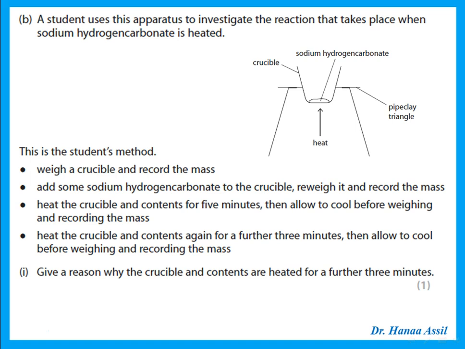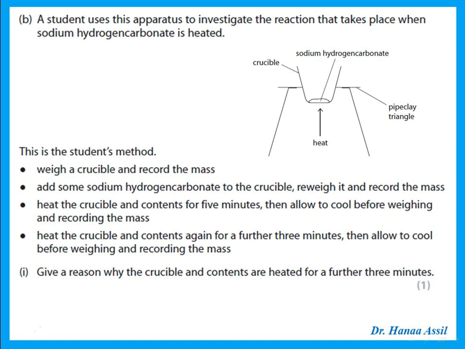A student uses this apparatus to investigate the reaction that takes place when sodium hydrogen carbonate is heated. So he has the sodium hydrogen carbonate in a crucible and he's heating it. This is the student's method. Weigh a crucible, record the mass. Add some sodium hydrogen carbonate to the crucible and reweigh. So he weighed the crucible alone and then the crucible with the sodium hydrogen carbonate and he recorded the mass.